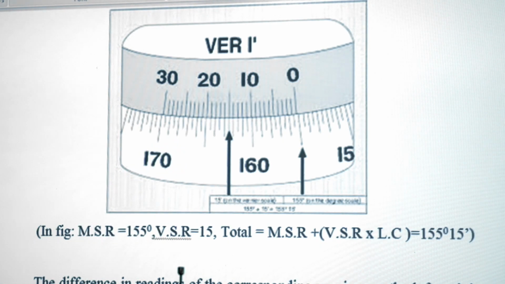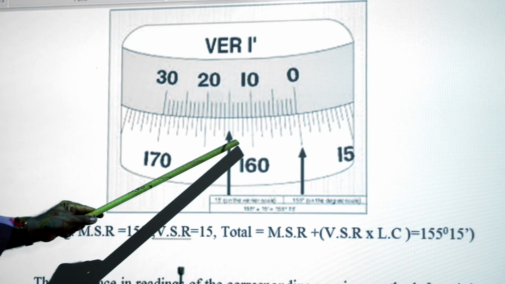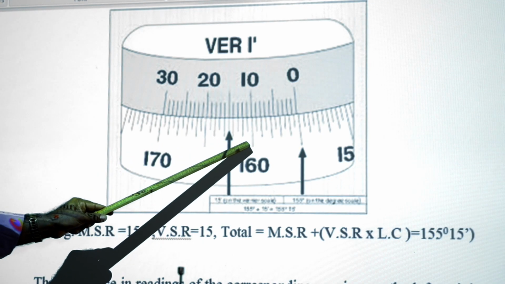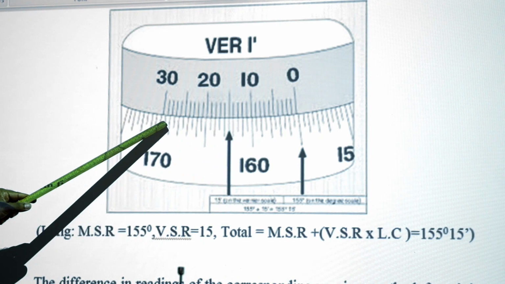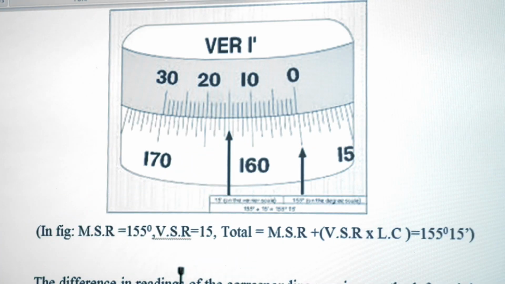That means the value of 1 main scale division is 0.5 degree. In other words, from 160 to 170 there are 10 degrees, and these 10 degrees are marked into 20 divisions. So the value of 1 division is 10 degrees divided by 20, that is 0.5 degree, or 30 minutes.